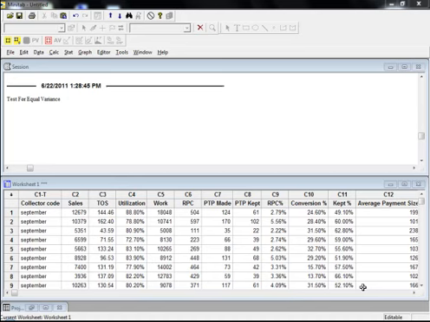Hi all, in this video we are going to talk about the test for equal variance. We'll be conducting this hypothesis test. We will see where we conduct this test, what its uses are, and how to interpret the result of this test.